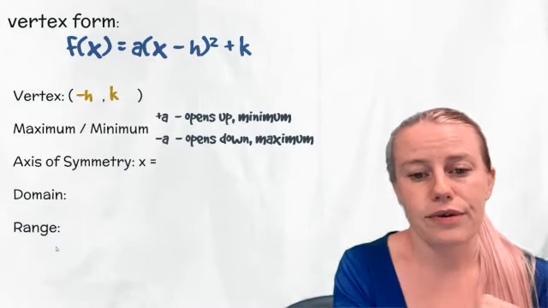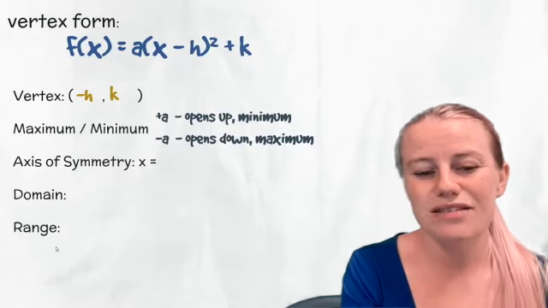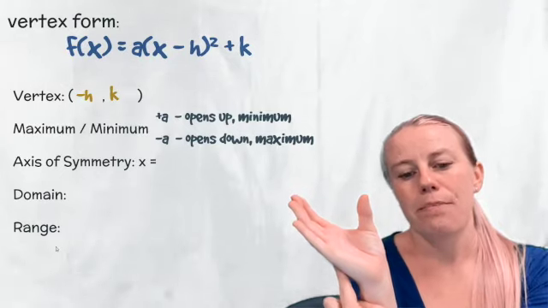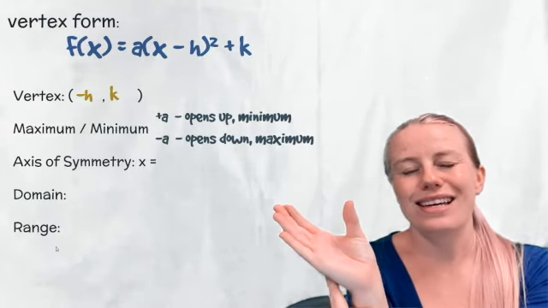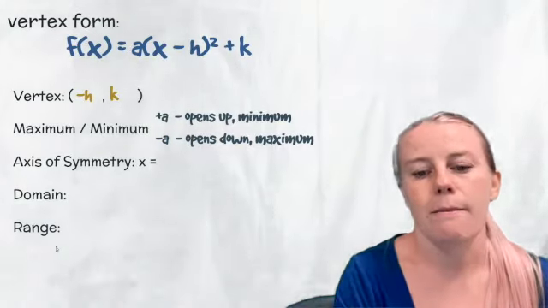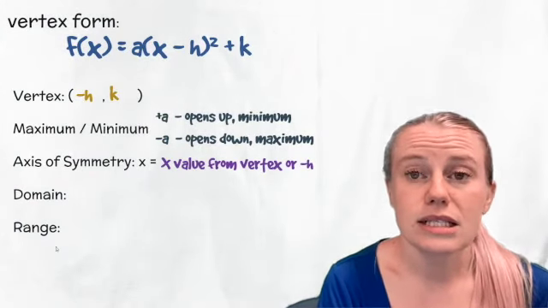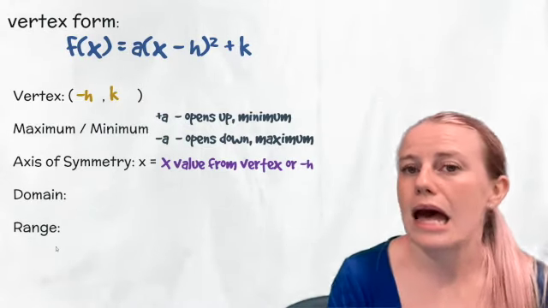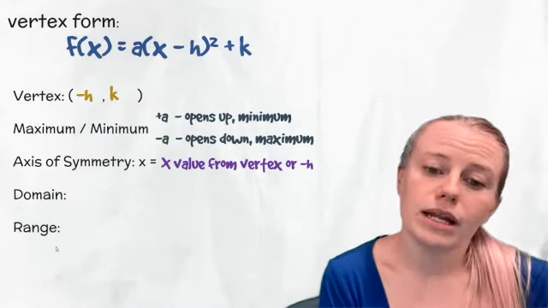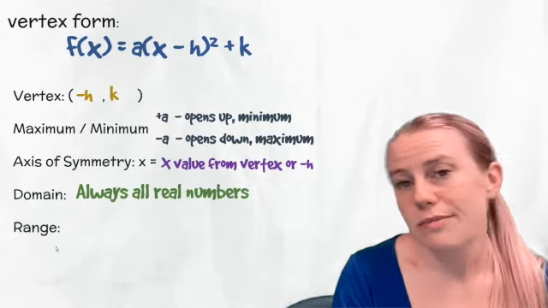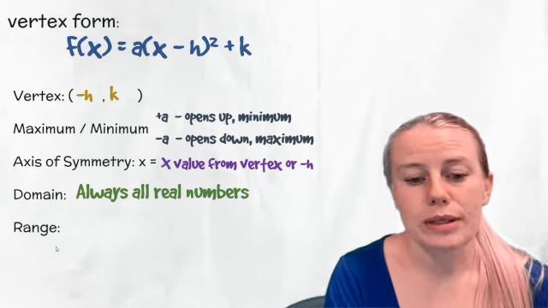Again, if our a is positive, that means it opens up, which means we've got a minimum. If our a is negative, it means it opens down and we've got a maximum. The axis of symmetry is still the same, the x value from our vertex, or if you're looking at the vertex form, it is just negative h, or opposite of h. Domain is still always all real numbers.